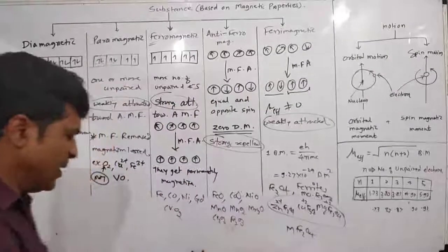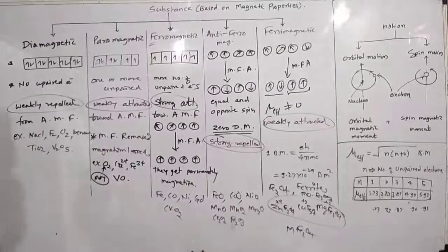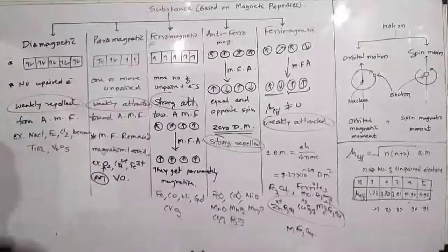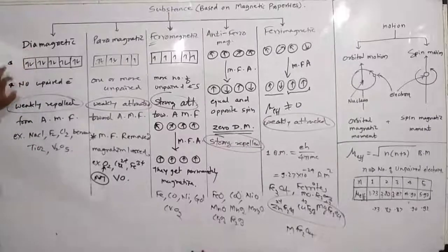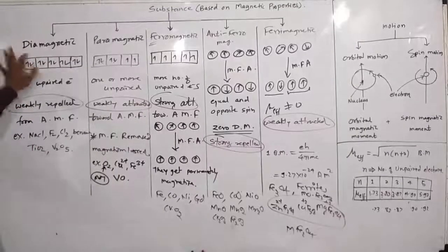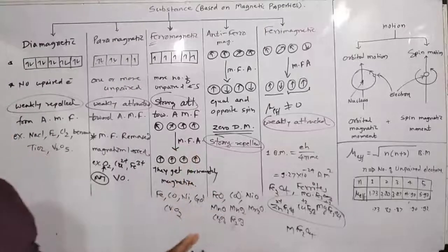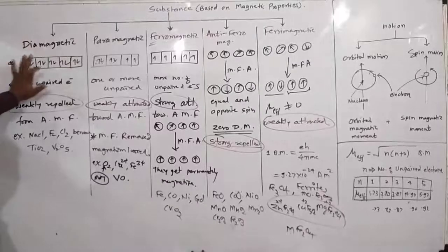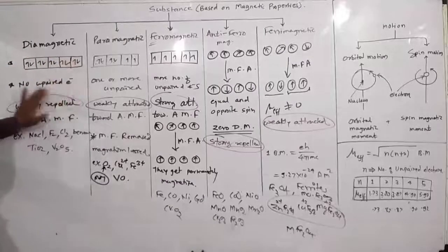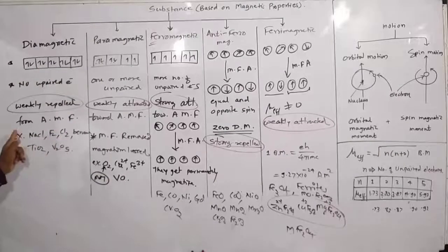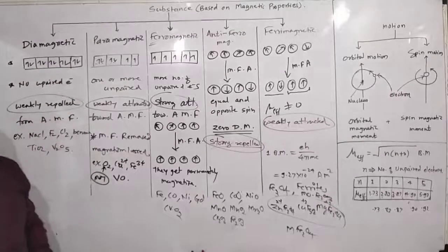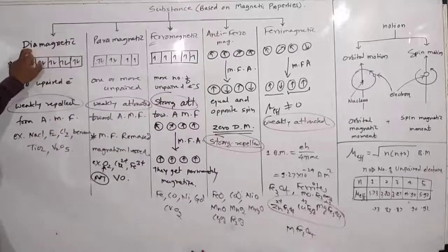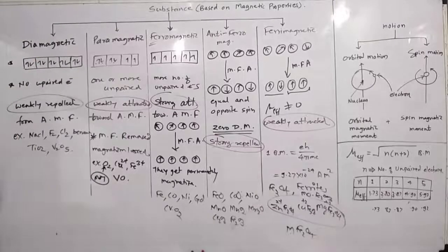These are the examples. So how can we define diamagnetic, paramagnetic, ferromagnetic, antiferromagnetic and ferrimagnetic substances? Very simple. Diamagnetic substances are the substances which have all electrons paired, and which are weakly repelled from an applied magnetic field. These are the examples.